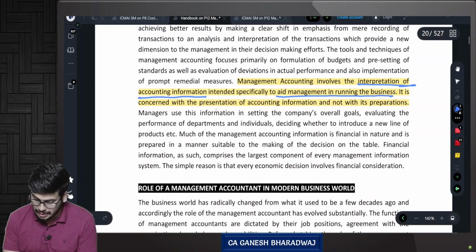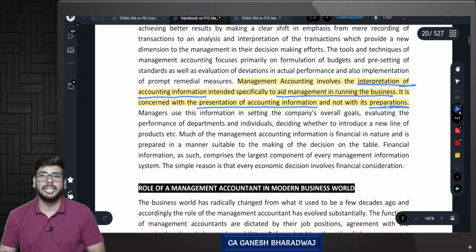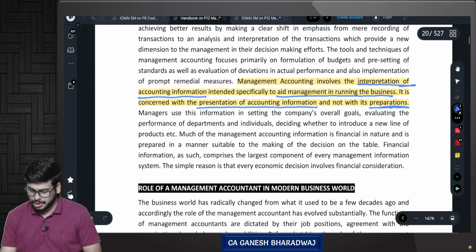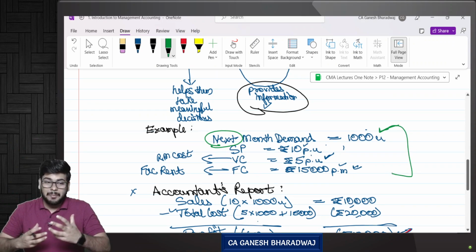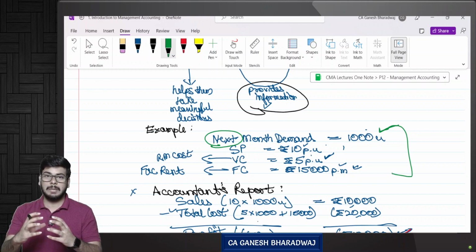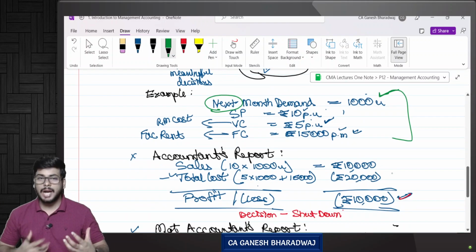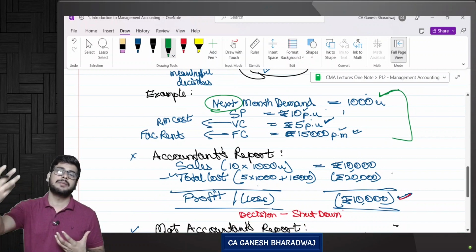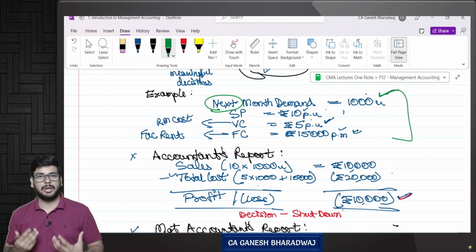It is concerned with presentation of the accounting information and not with its preparation. So here we are not going to prepare the financials. All the data is given for us. The question here is, how do you present it properly in such a way that it helps you take a meaningful decision? And how do you aid the management? Aid means support. How do you support the management in proper decision making?